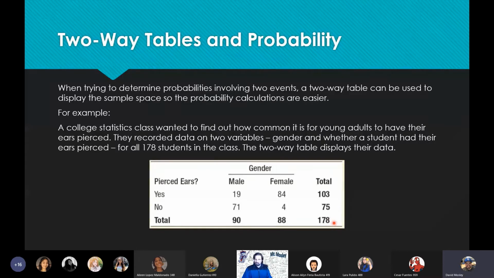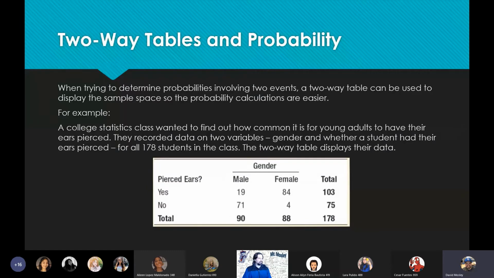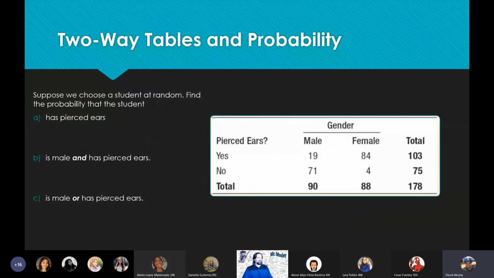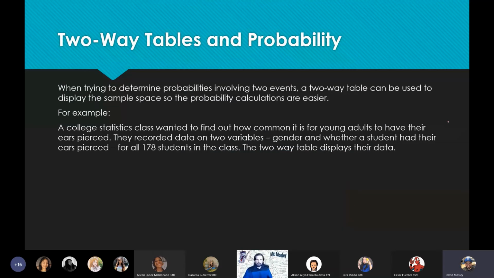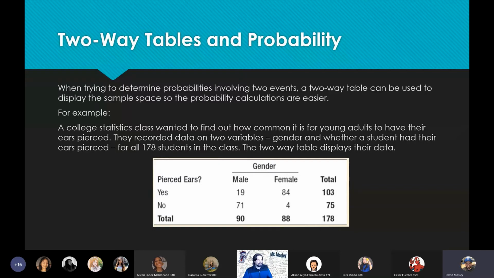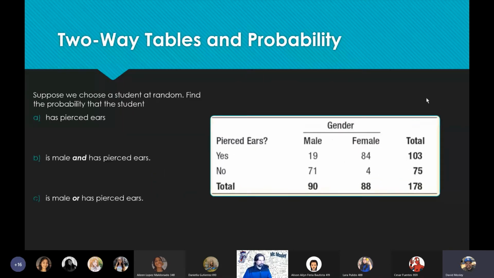So we're now going to use this to talk about probability. Let's do this example. Suppose we choose a student at random. Find the probability that the student has pierced ears.